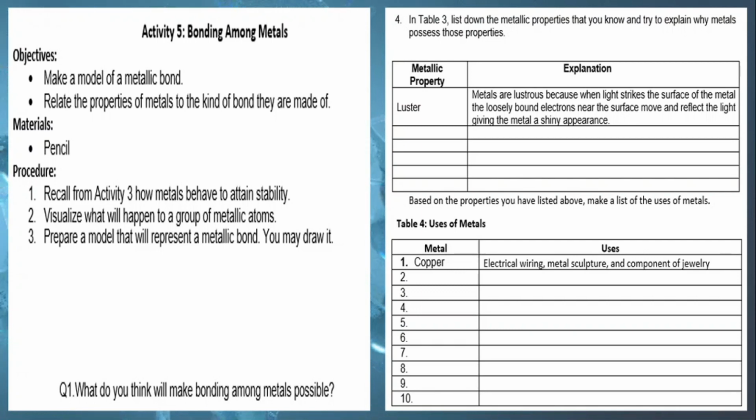Then on table 4, you are going to list metals that you know, and on the second column you are going to write its corresponding usage. For example, copper, used for electrical wiring, metal sculpture, and a component of jewelry.